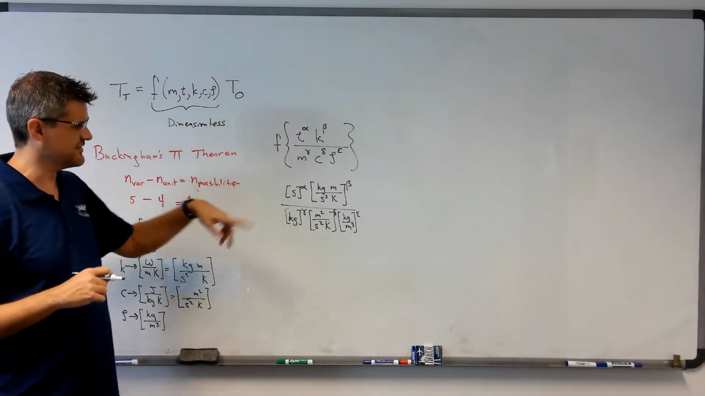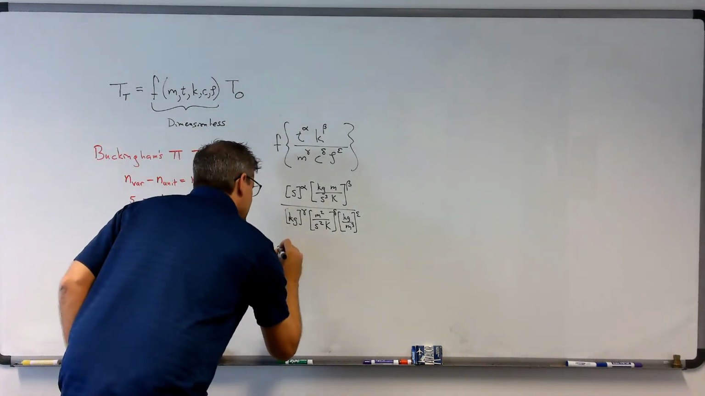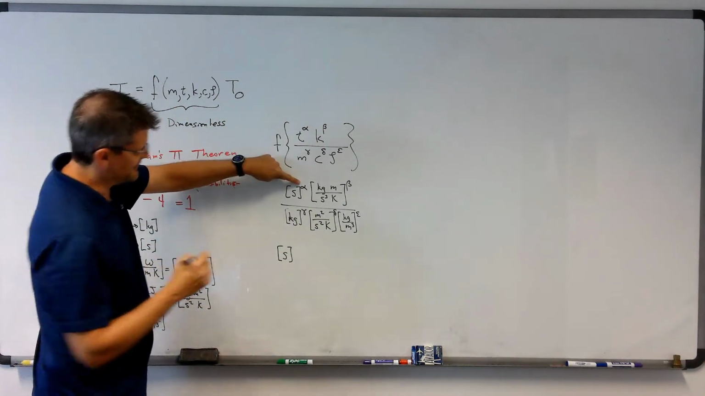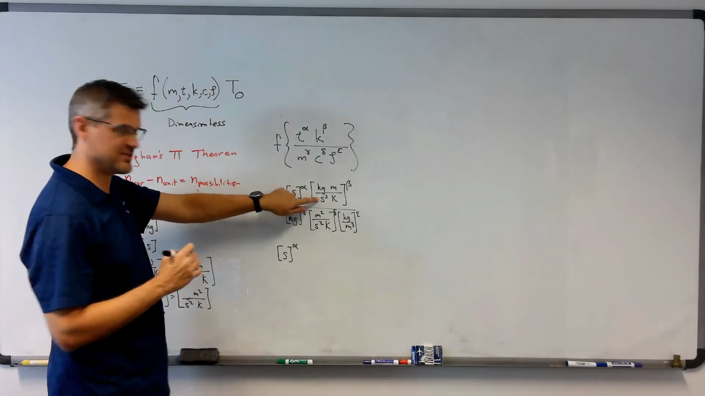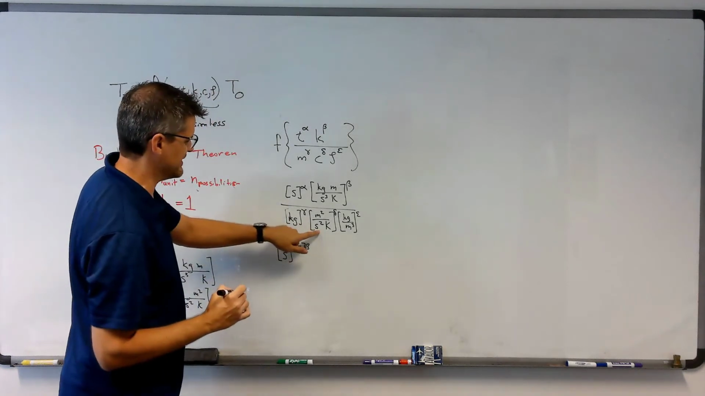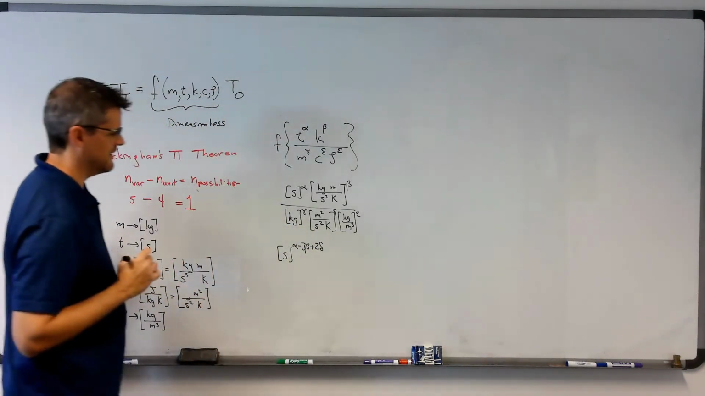So we're grouping all of these things together to get something dimensionless. If I look at my units of second in this expression, I have a second to the alpha power, I have a second to the minus 3 beta power, I have a second to the plus 2 delta power. That's all my seconds.